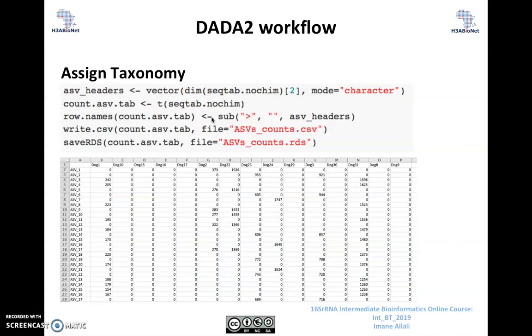Once you have your taxa file, which contains the non-chimeric sequences in the first column and the taxonomy classification in the other columns, we can run those commands here to get the counts per amplicon sequence table. In the first row we have the sample IDs, and in the first column you have the ASVs, the amplicon sequence variants kept after chimera removal. And here in the middle, you have their abundance.